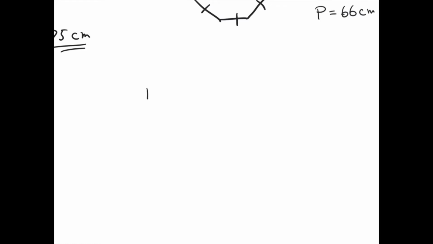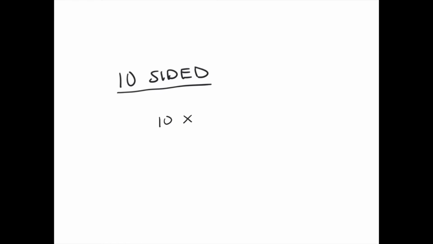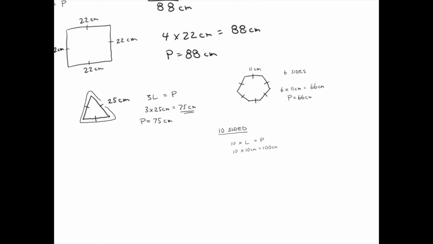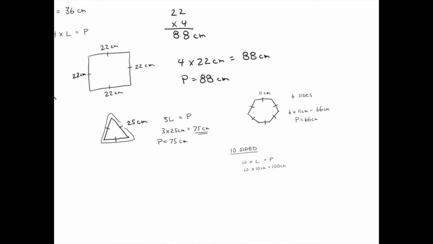If you could draw a 10-sided shape, or a decagon, I'm not going to try to draw it. It'd be too hard to draw freehand. But if you had a regular decagon, you'd know that it's 10 sides times the side length, and that would tell you the perimeter. So imagine we had a decagon that was 10 centimeters long on each side. We'd have 10 times 10 centimeters, which equals 100 centimeters. This is why I think you'll find that perimeter for regular polygons, once you've practiced it, is fairly straightforward.